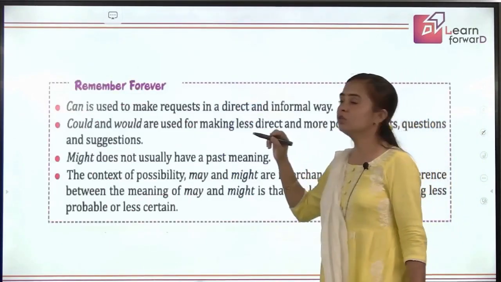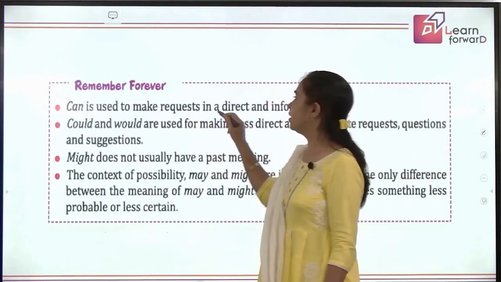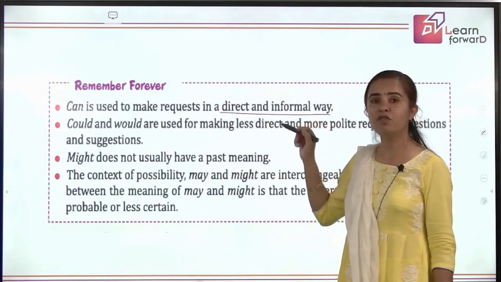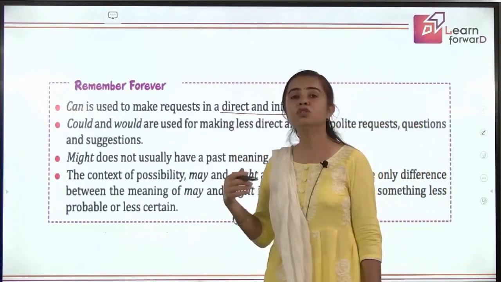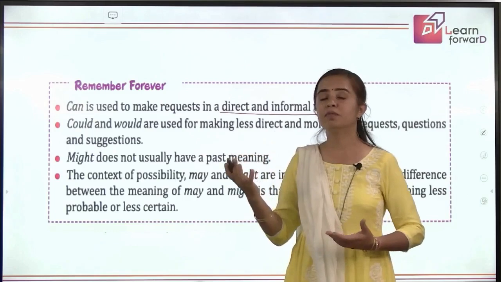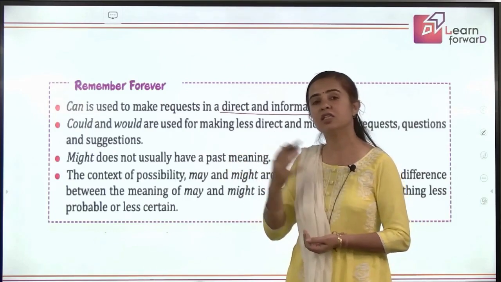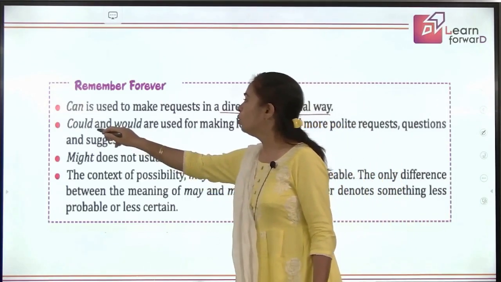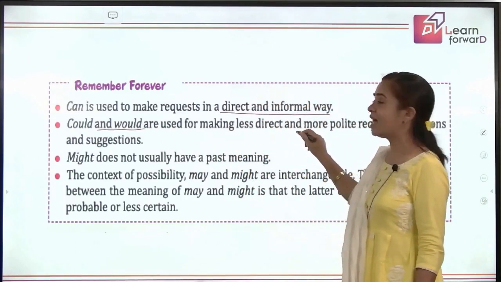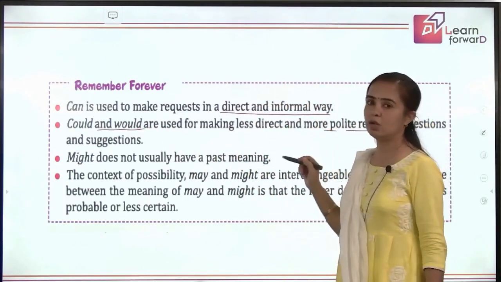So what you have to remember is can is used to make a request in a direct and informal way, but may is used for a formal way, like when you are taking permission from your teachers, there you have a formal role. Could and would are used for making less direct and more polite requests.